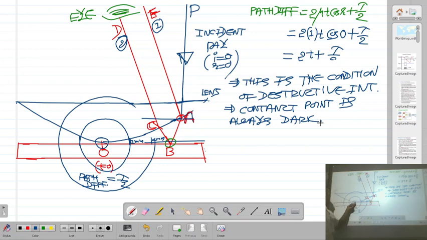So the path difference at the contact point is 2t plus lambda by 2, but the thickness of the air film at the contact point is 0. So the path difference at the contact point will be 0 plus lambda by 2, that is lambda by 2.